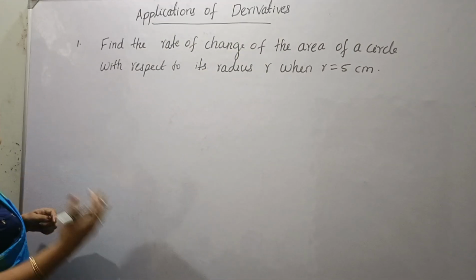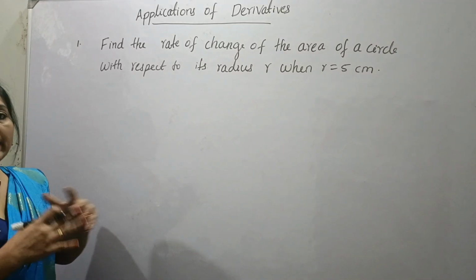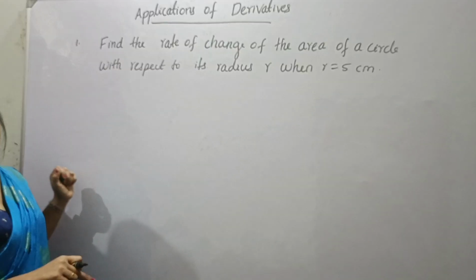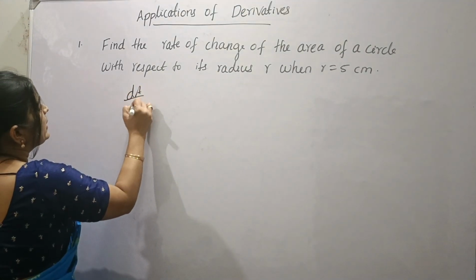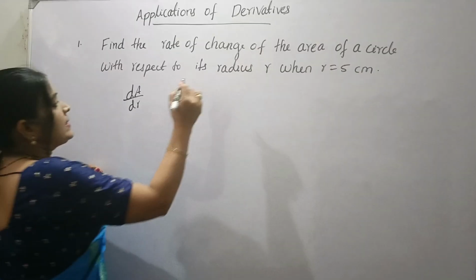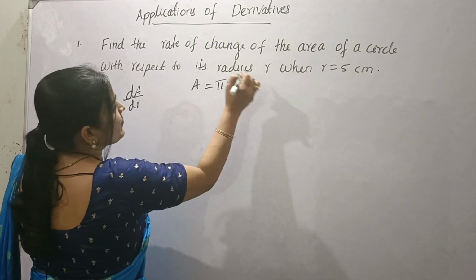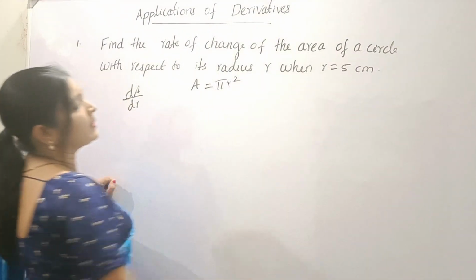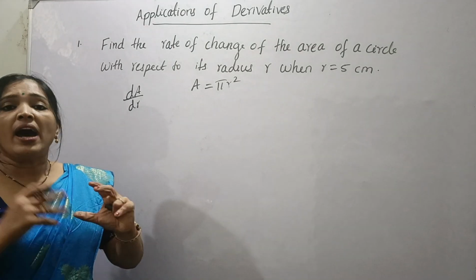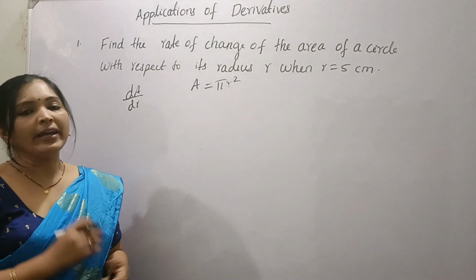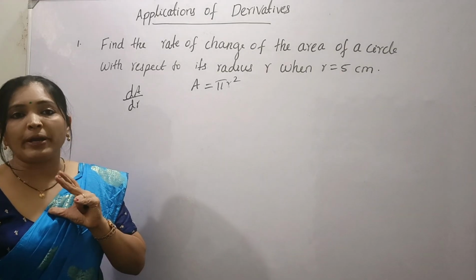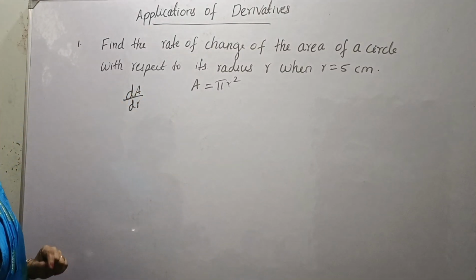First of all, you have to decide what we have to find. Rate of change of area with respect to radius. That means you have to find dA by dr. So first of all, let's write the equation of the area of a circle. That is, A is equal to pi r square. So here we have to find dA by dr, when r is equal to 5 cm. That means how the area changes at a particular measurement of radius. So let's find dA by dr.